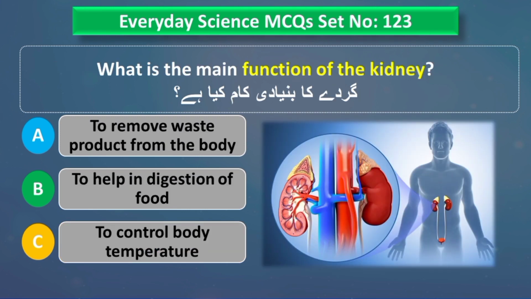Last question. What is the main function of the kidney? The options are A. To remove waste product from the body, B. To help in digestion of food, C. To control body temperature, and the right answer is option A, to remove waste product from the body. The main job of the kidneys is to remove waste from the blood and return the cleaned blood back to the body.